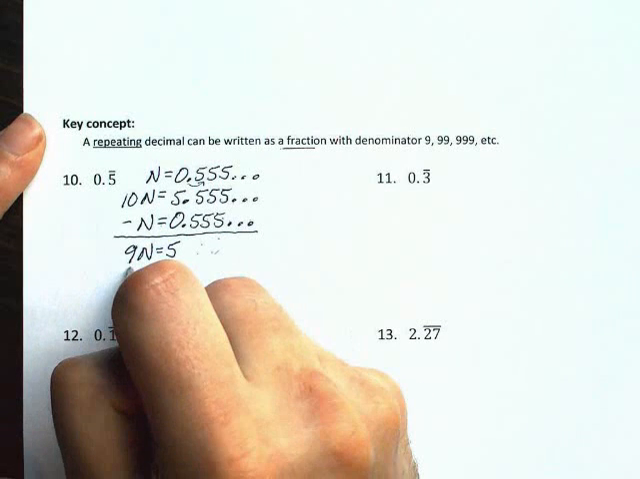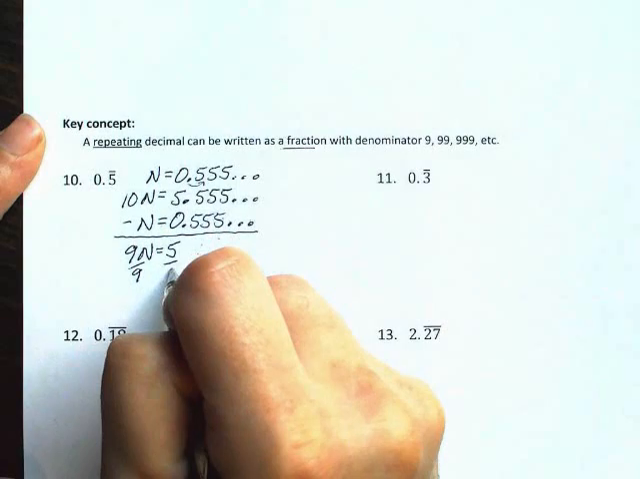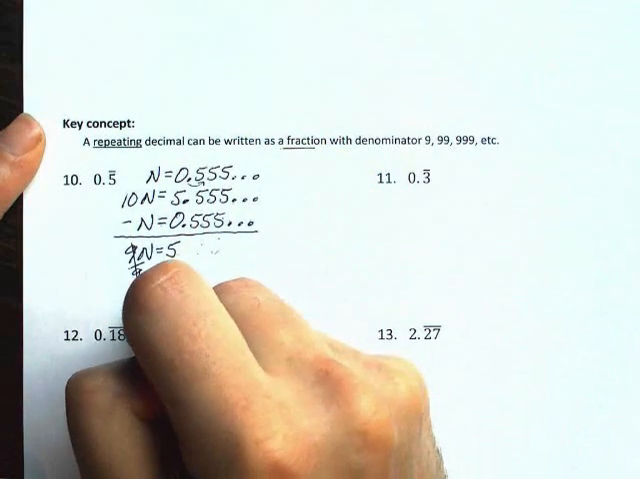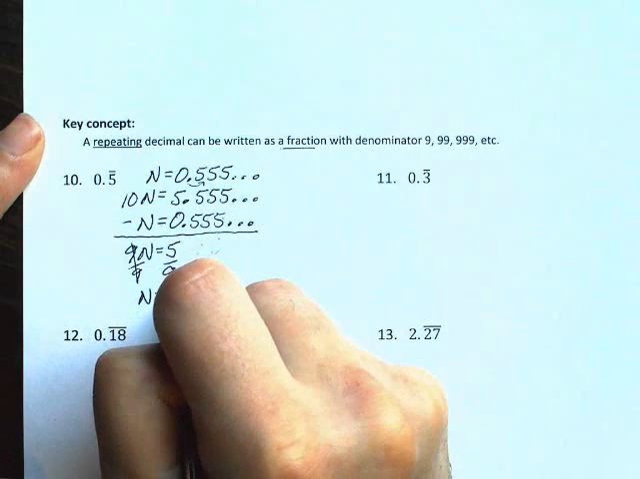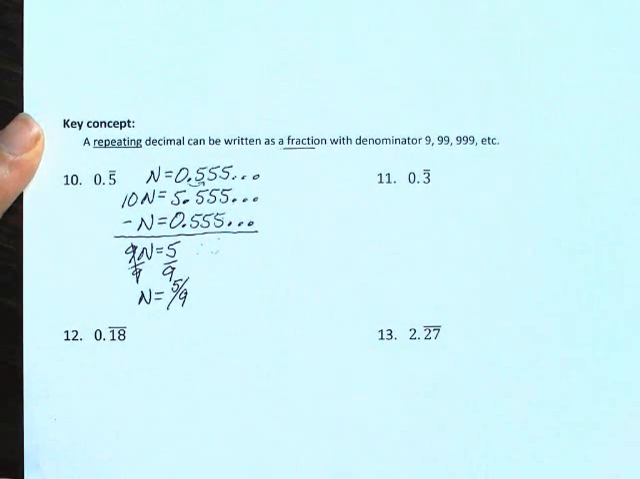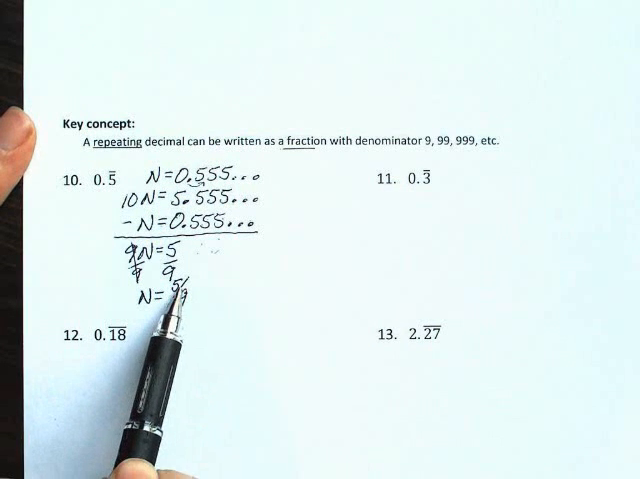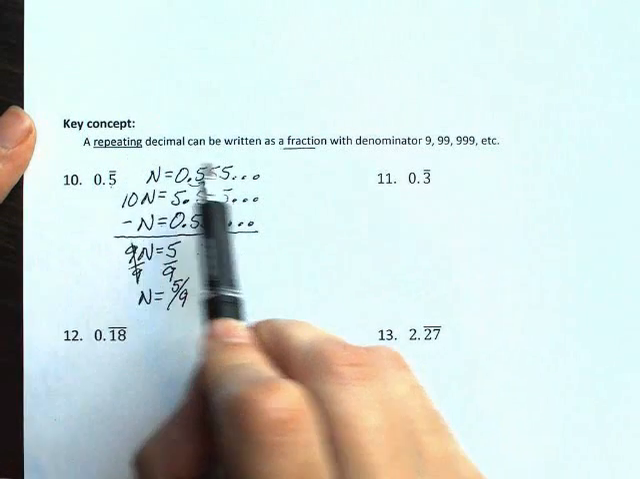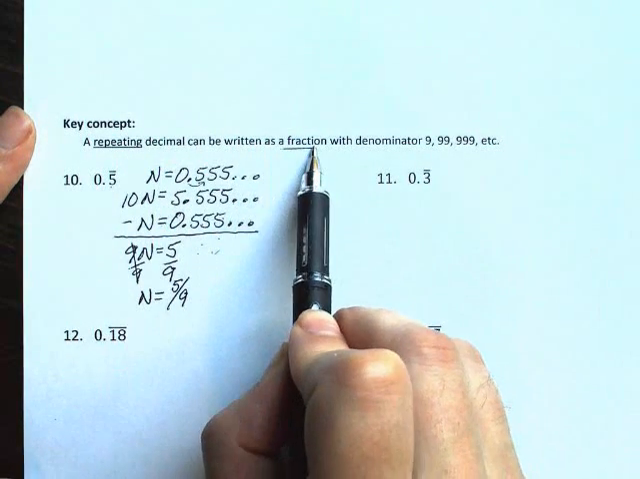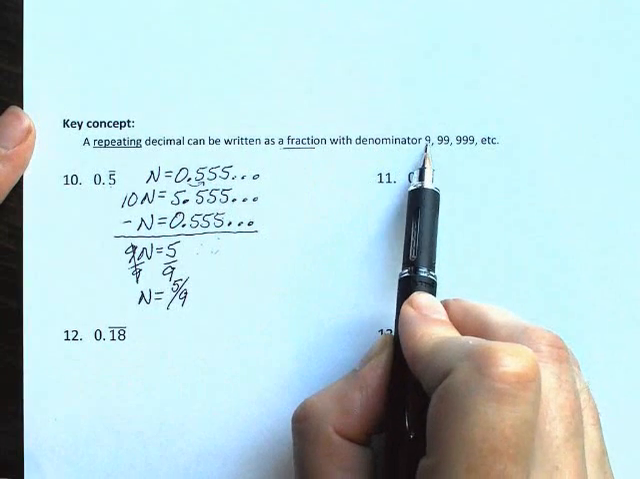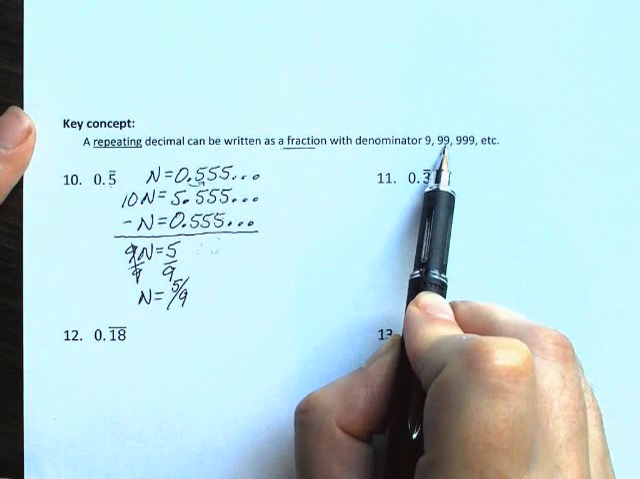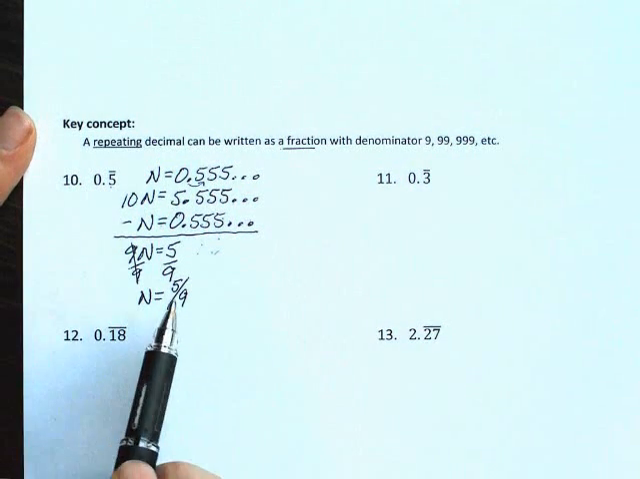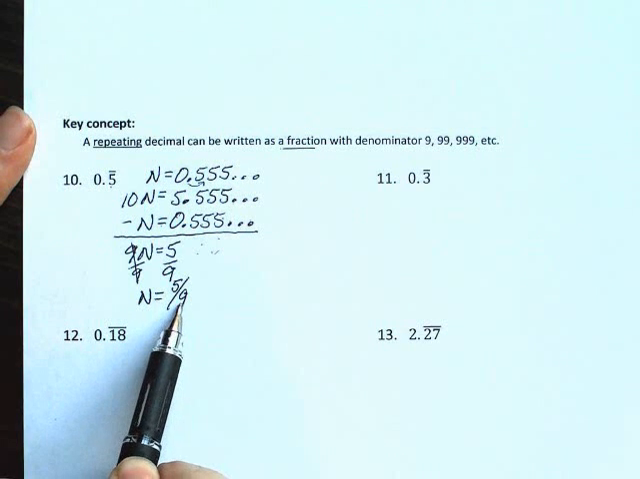We can solve this equation by dividing both sides by 9. That makes this 9 cancel away. The letter n is now alone, and we now know an answer for the letter n, 5/9. And that is our fraction for this repeating decimal. And so as we could see in the key concept, repeating decimals can be written as fractions if you use a denominator that is a 9 or a 99 sometimes, or sometimes you need to use a 999, and so on. In this case, we needed a denominator that was a 9.